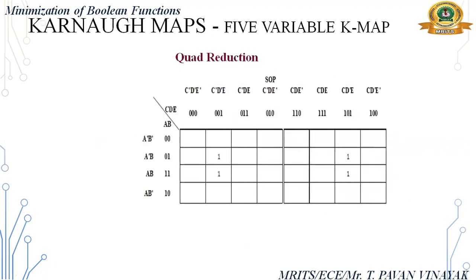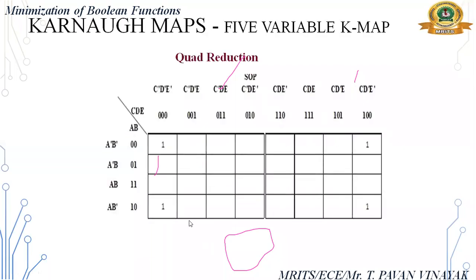Next, quad. Reflection property satisfying. So you can take this pair and this pair commonly as a quad. For a quad, how many variables do we get? 3 variables. See, common term from horizontal we have B. From vertical we have D bar E. So the common answer is B D bar E.